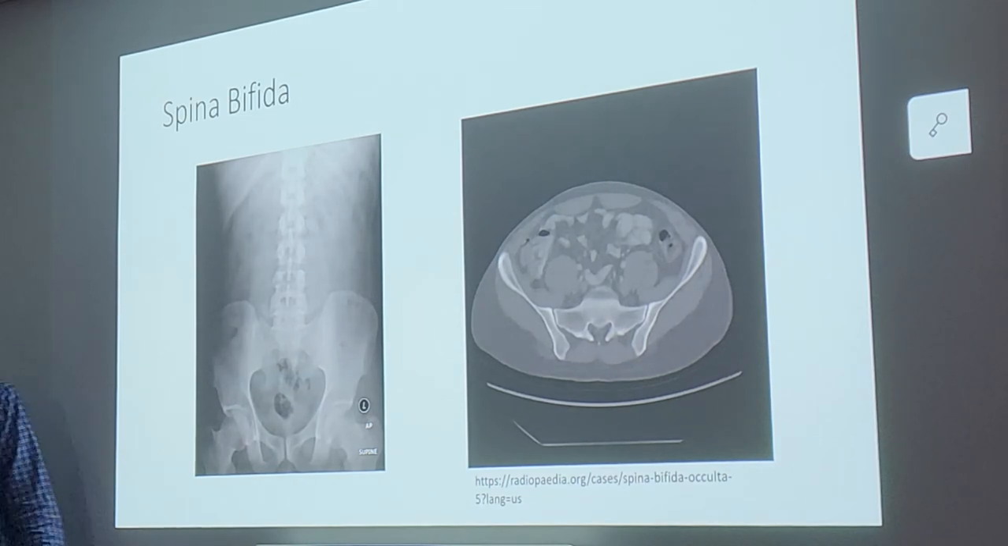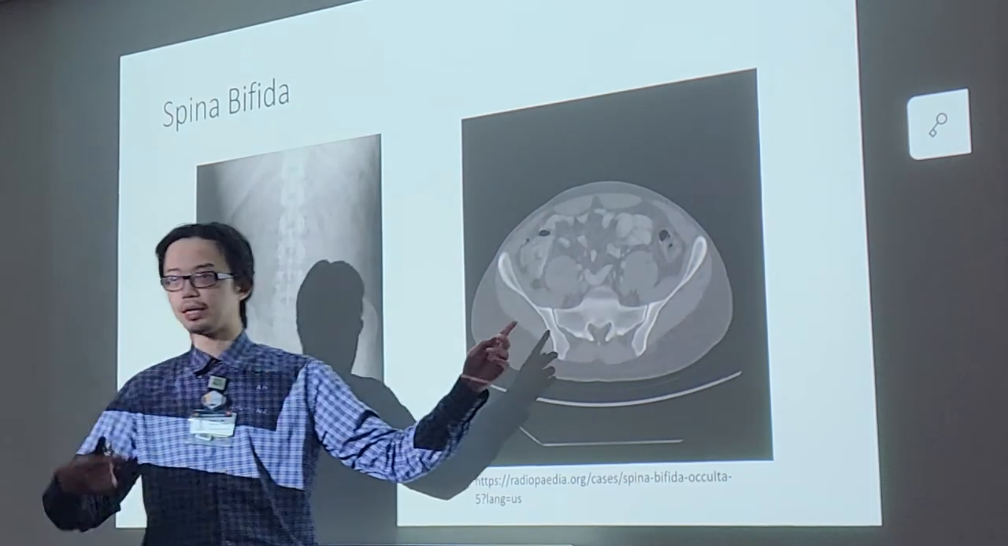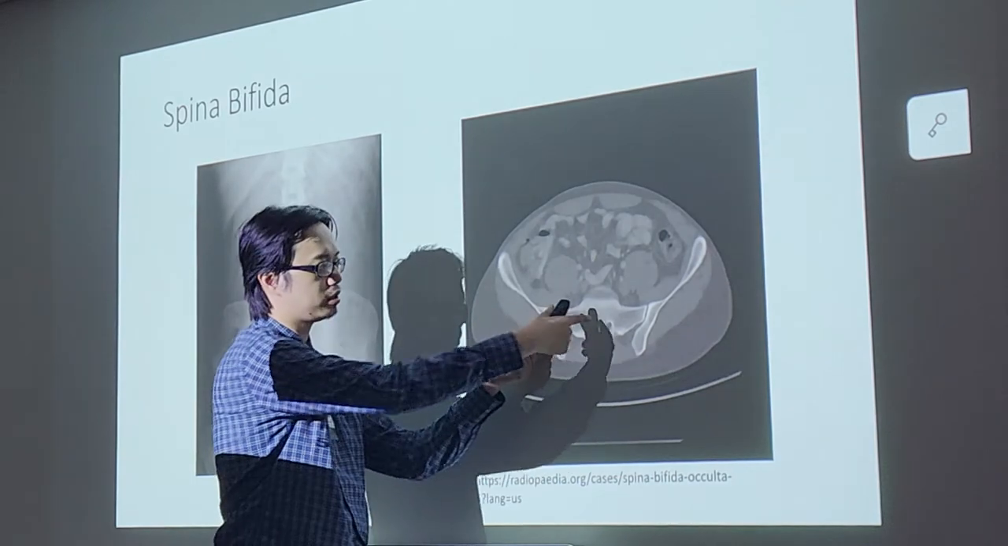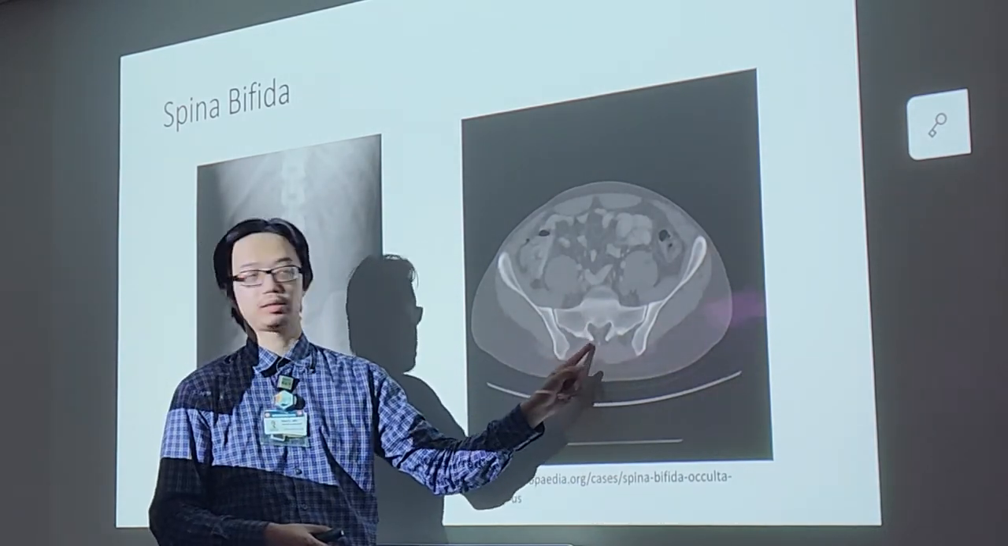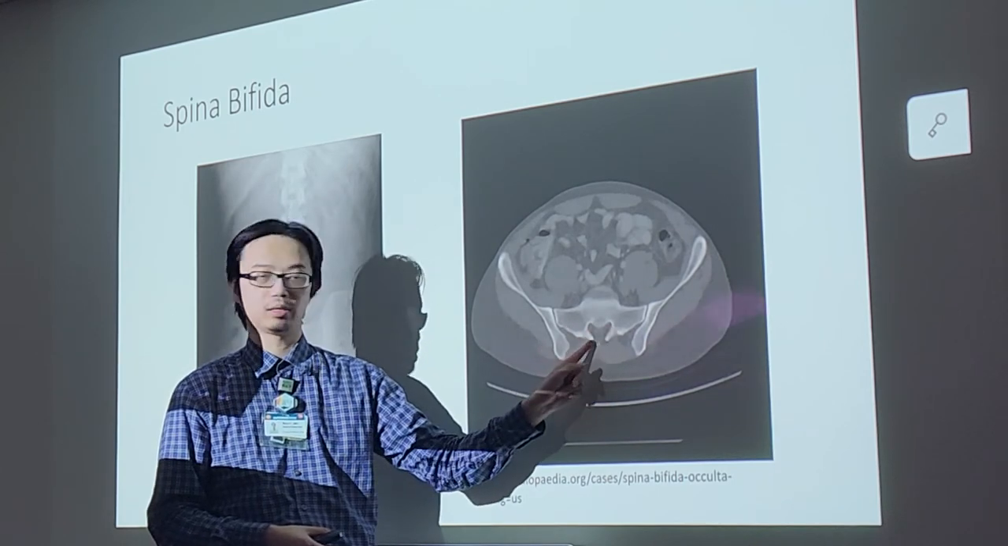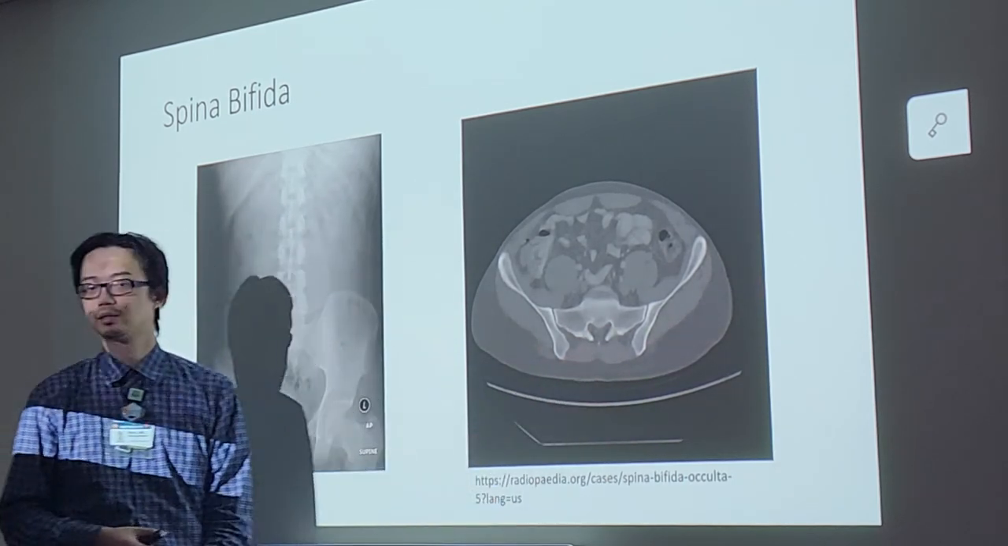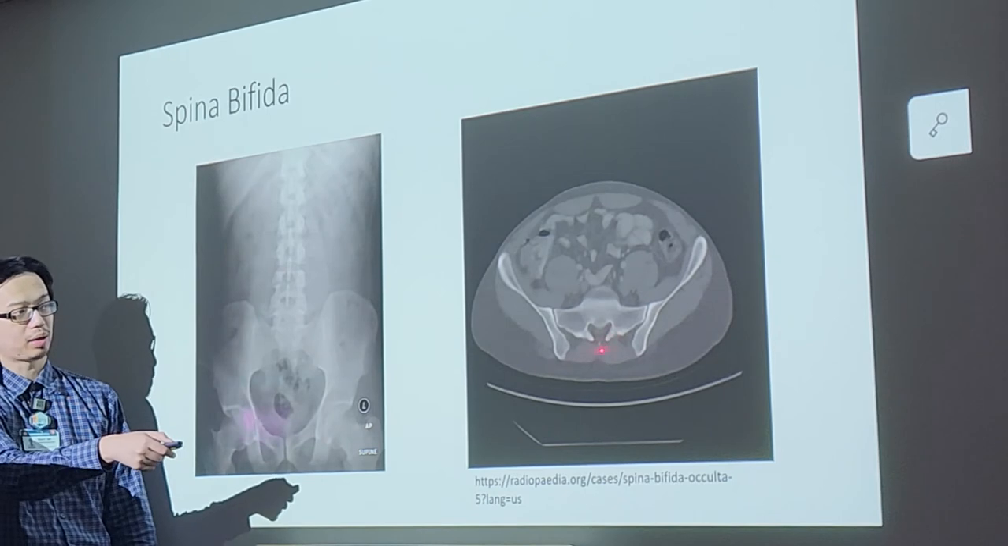And over here, we have a CT scan. This is like looking from the bottom of the patient. Here's that vertebra, and here's that missing spinous process. Lamina, no spinous process. So it's open in the back here.